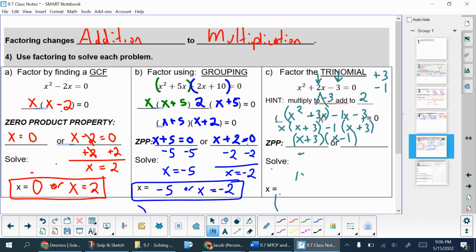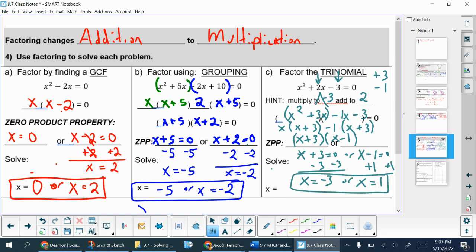So according to my zero product property, either x plus 3 is equal to 0 or x minus 1 is equal to 0. And I can solve those two equations. So I subtract 3 from both sides of that one, getting x equals negative 3. On the other side, I would want to add 1 to both sides, and I would get x equals 1. And that is an or statement. So one or the other is true.